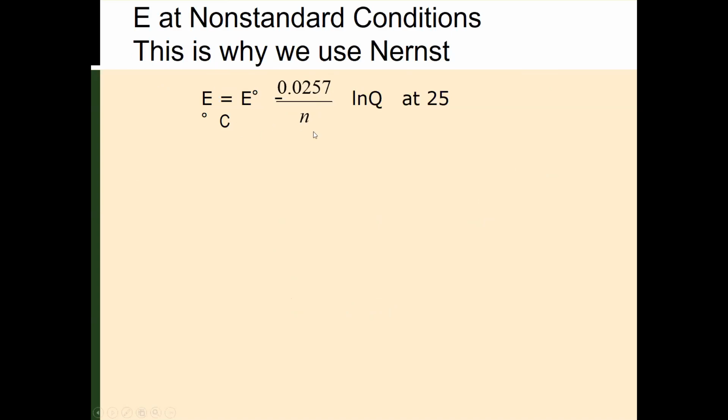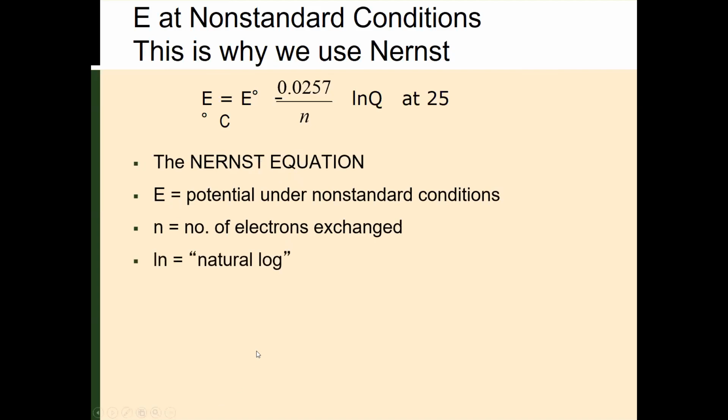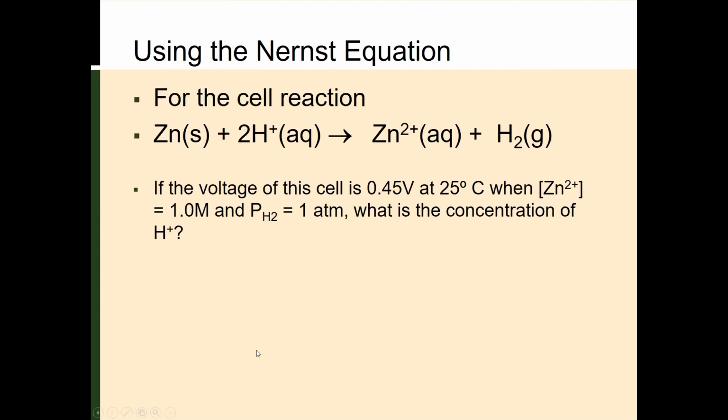So when we're at non-standard, okay, this one didn't work out very well. We'll just skip that slide. Okay, this is known as the Nernst equation. E is the potential under non-standard conditions. N is the number of electrons exchanged. Now, remember that's the least common multiple of electrons when we're balancing the equations. Ln is the natural logarithm.